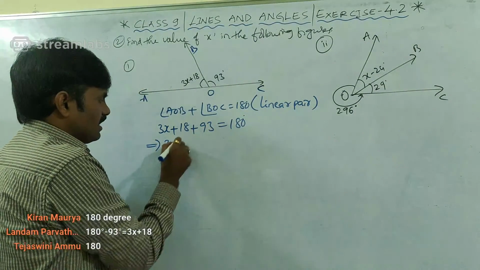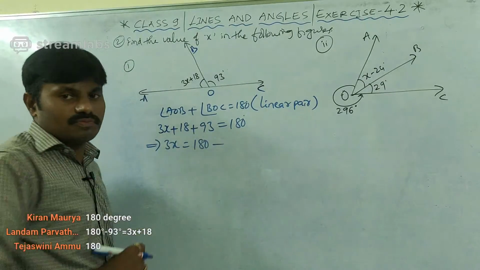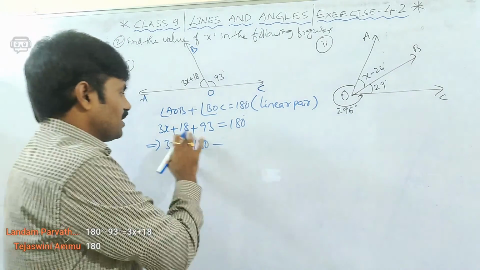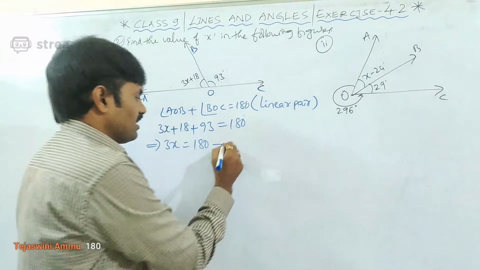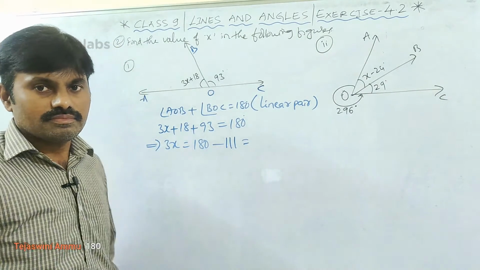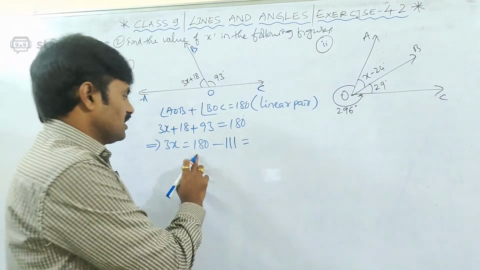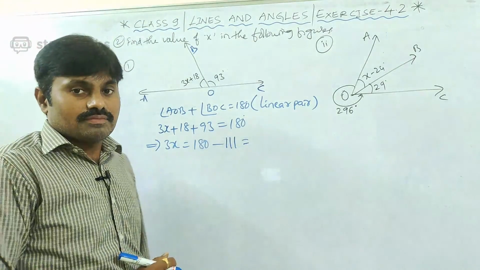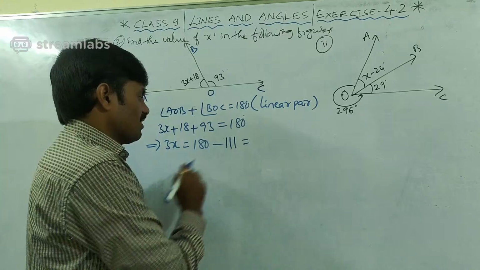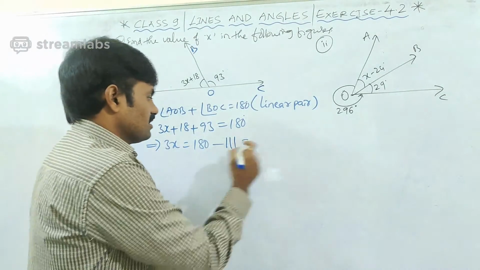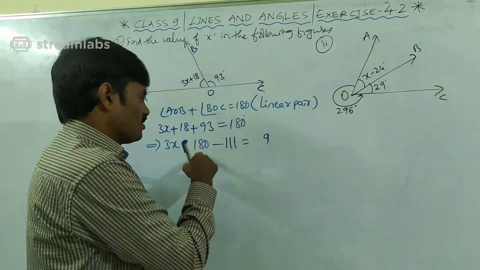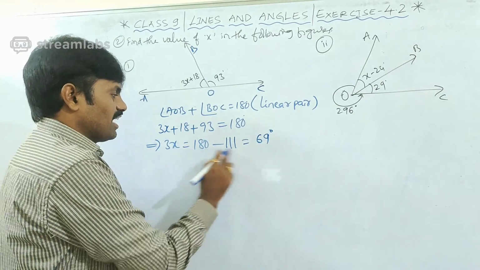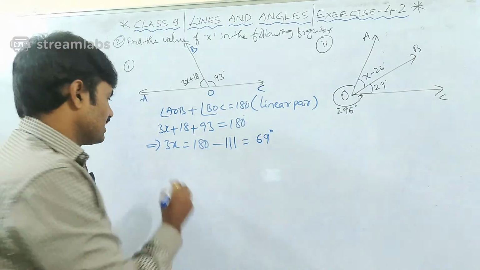So from here, 3x is equal to 180 minus the sum of these two. 18 plus 93: 100 plus 11, that is 111. The difference, 180 minus 111, is how much? 69 degrees. So the difference of 180 and 111 is 69 degrees.